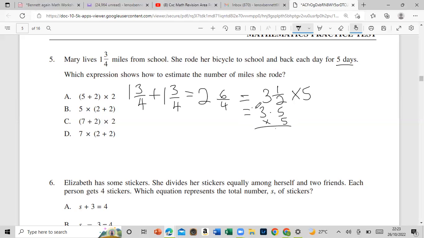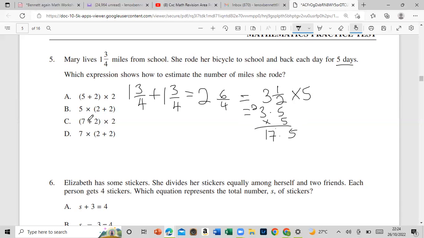5 is 25. 5 is 15, and that's 17. So it's 17.5 miles. So let us see which one can give us 17.5 miles.